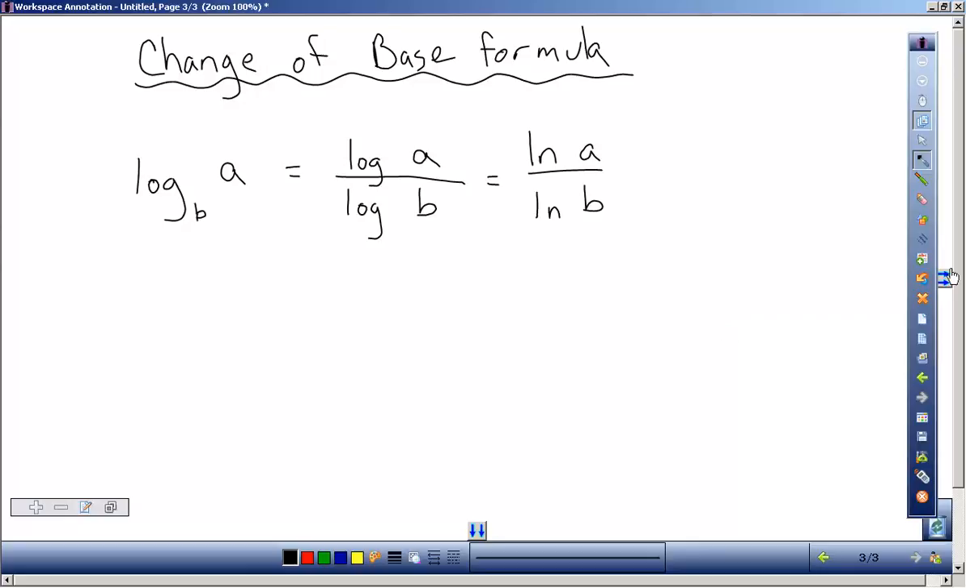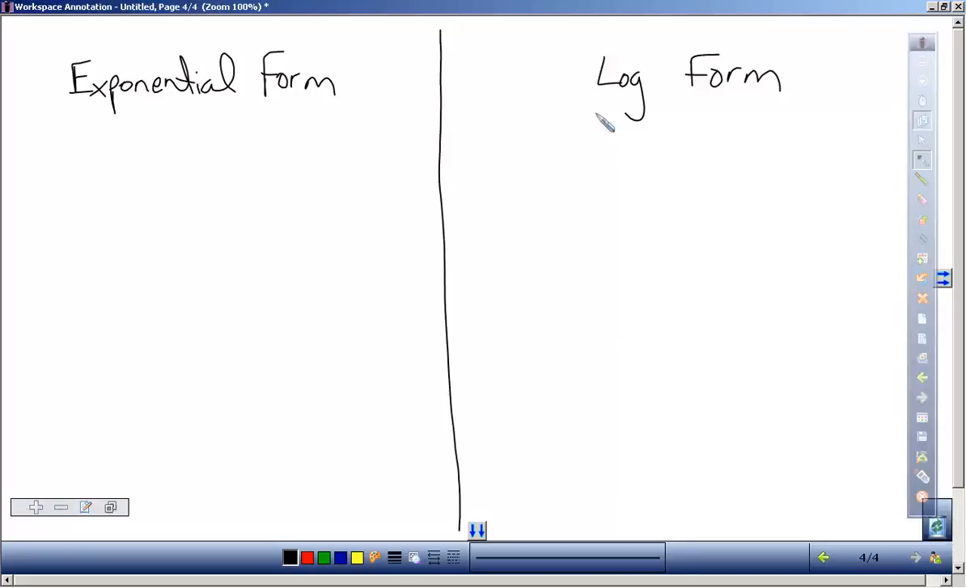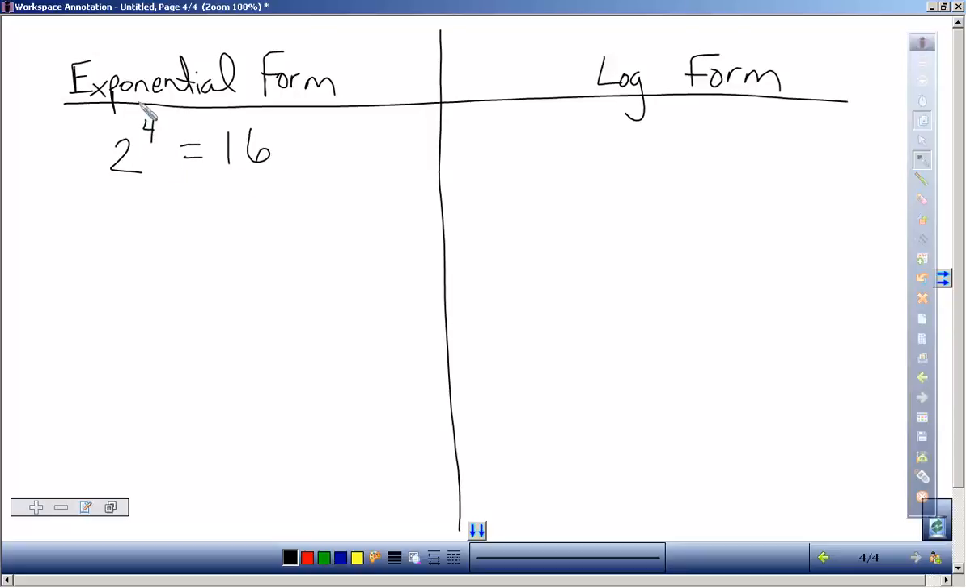Things that we can do with logs, we can write them back and forth in different forms. We can write something in exponential form, meaning that we have exponents, or we can write something in log form. We can go back and forth between the two. We can write something either way. This is important because that's a concept that we're going to use when it comes time to actually having to solve equations. So if I have 2 to the 4th power is equal to 16, this would be exponential form because I have an exponent. So 2 to the 4th power equals 16. It's an equivalency statement. It's an equation.